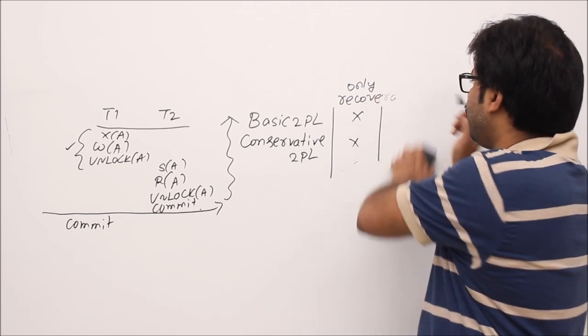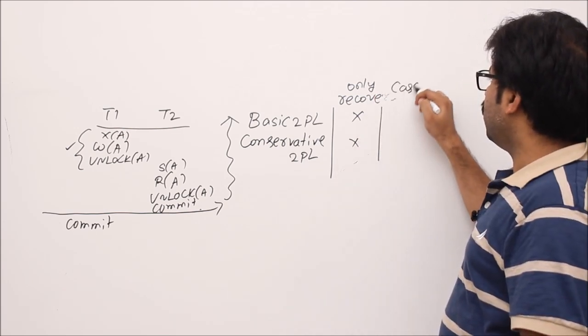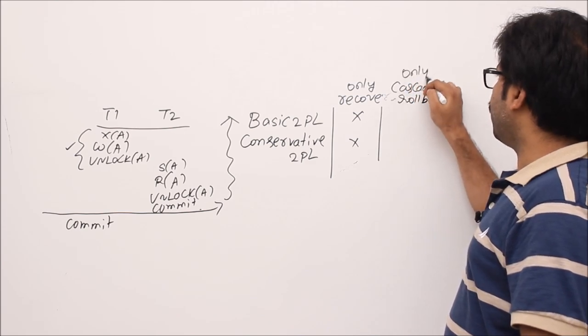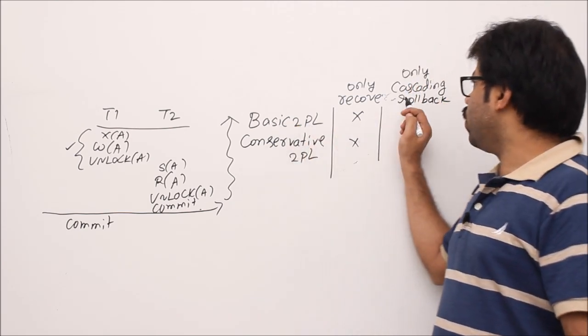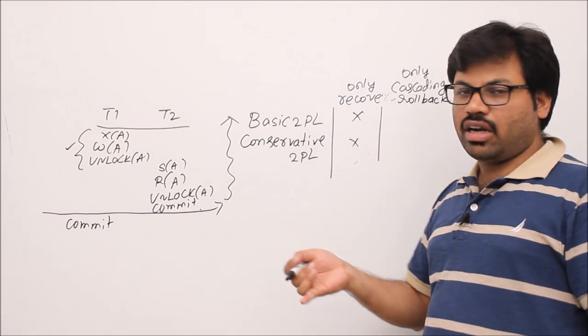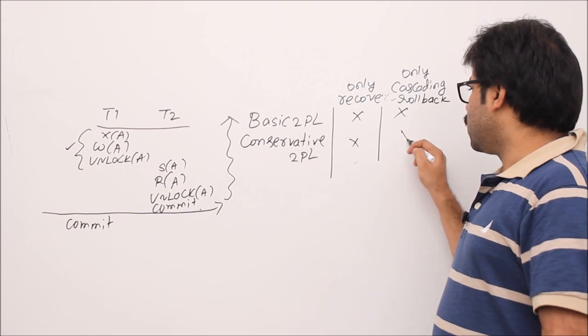So here I write cascadelessness. First of all we write cascading rollback. Does basic 2PL allow only cascading rollback? Absolutely false, because it even allows non-recoverable schedules. That's why it is wrong.